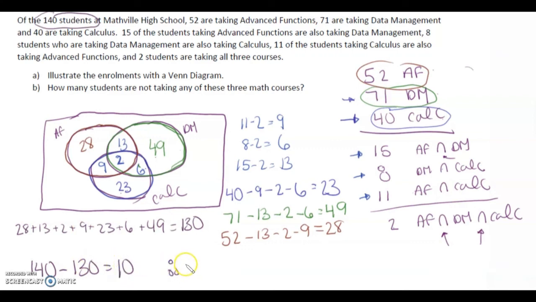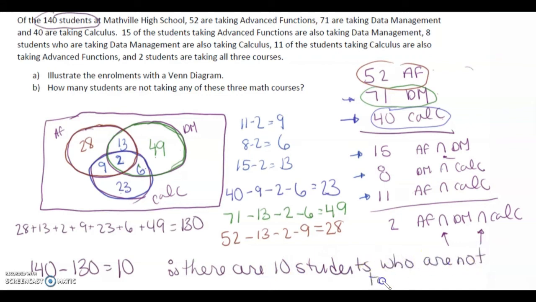Therefore, if there's 140 students at the school and 130 are taking at least one math course, therefore there are 10 students who are not taking math. And that 10 goes in here at the side. You can box it if you want. It doesn't have to be boxed, but it still goes in the Venn diagram because the entire number of people at the school have to be accounted for because that's the population that we're talking about in there.